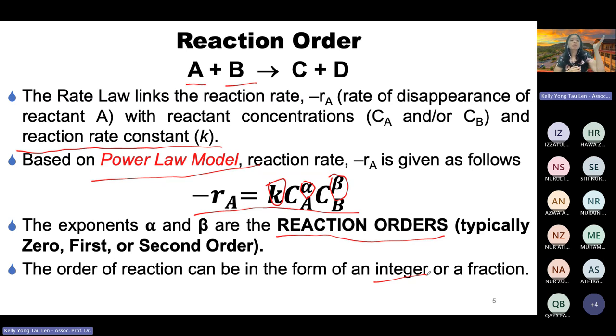Meaning alpha can be 0, 1, 2, 3 or 4. Although, typically it is between 0, 1 or 2. So in my class, I only cover when alpha and beta are 0, 1 or 2. Means zero order, first order, second order. But you have to remember, it is not necessarily only 0, 1, 2. But the common reactions are usually 0, 1 and 2. And it can also be a fraction, 0.1, 0.2, 0.3. But again, that is quite rare.